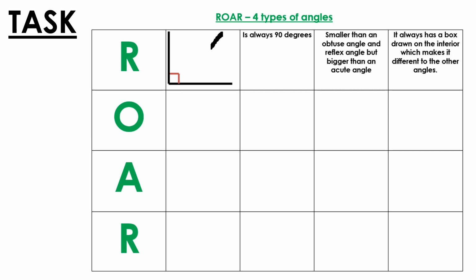So please make sure you put your angle in for obtuse. So you might draw it like this, put your angle inside, put some information in these three boxes here, and then the same for acute and the same for reflex. Watch the video again if you need to get the information. When you've done that, take a picture and send it in on Google Classroom.